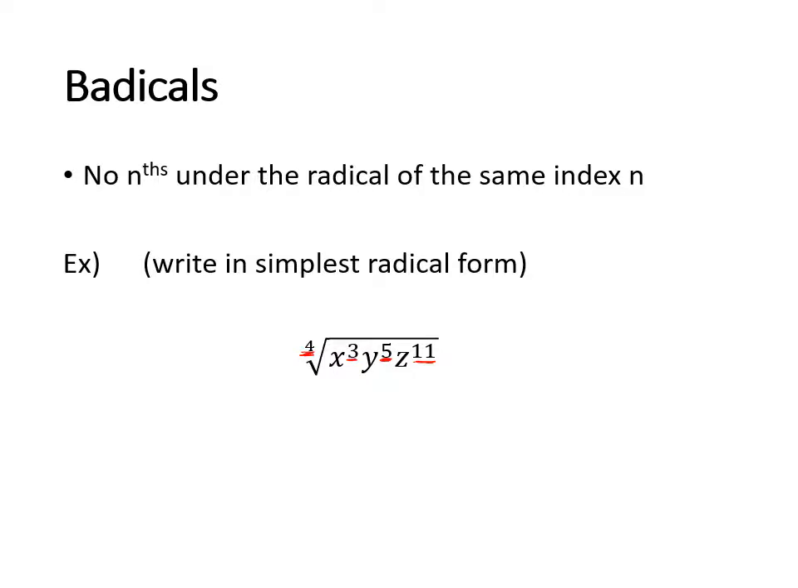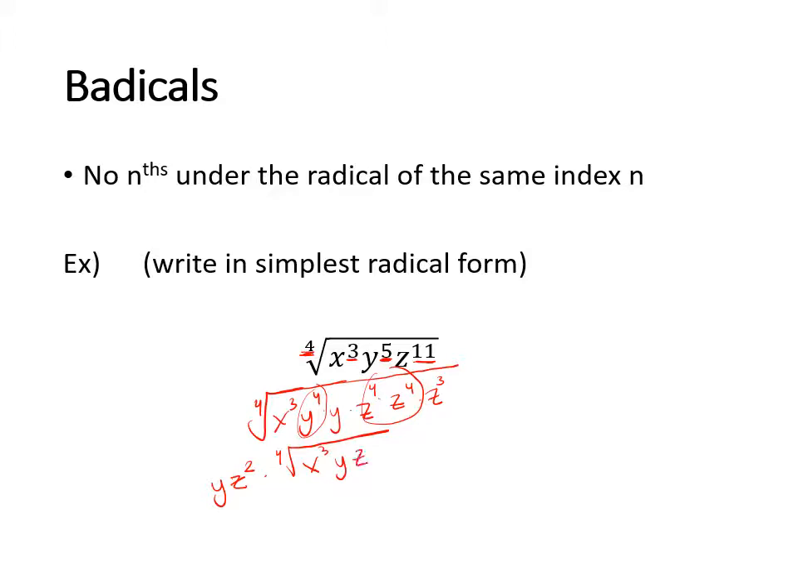So if we rewrite this, this could be the 4th root of x cubed times y to the 4th times y, that would be y to the 5th, times z to the 4th times z to the 4th times z to the 3rd. 4 plus 4 plus 3 is 11. So I can take out then this whole y, and both of these z's can come out. So I'd have y times z squared, and then that's all times the 4th root of whatever could not come out, which was x cubed y z cubed.